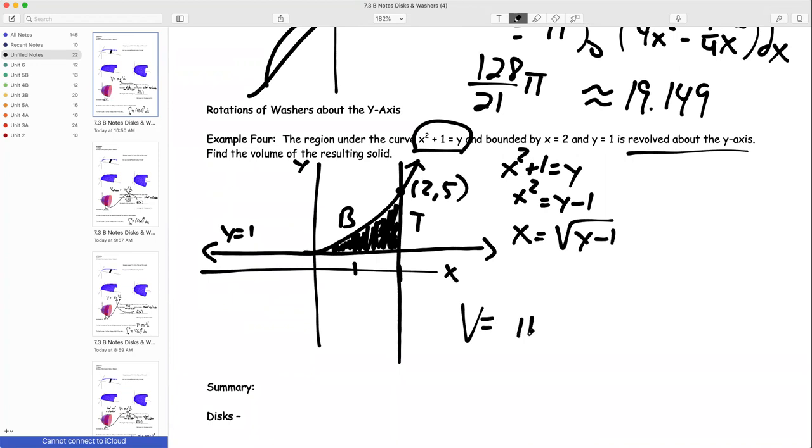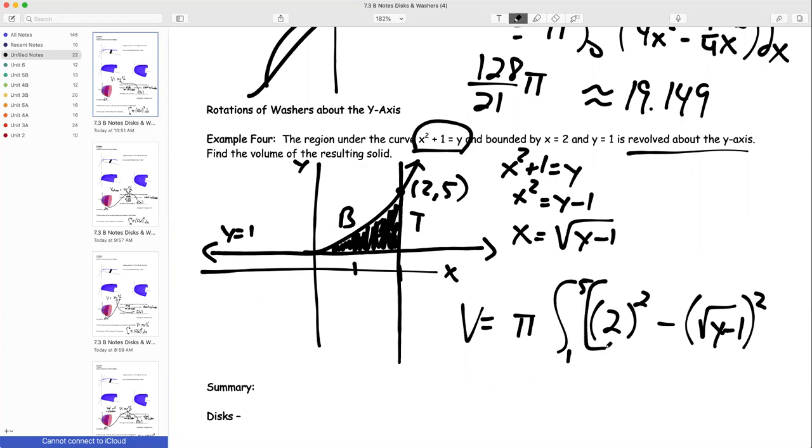So volume equals pi integral. What are the bounds? Be careful. 1 to 5. I need y bounds. And it's bounded below by y is equal to 1 and above by the intersection of the two functions. Okay. Now I'm going to plug in my top equation, which is x is equal to 2. So I've got 2 squared. And then subtract the bottom equation squared. So I've got square root of y minus 1, brackets with respect to y.